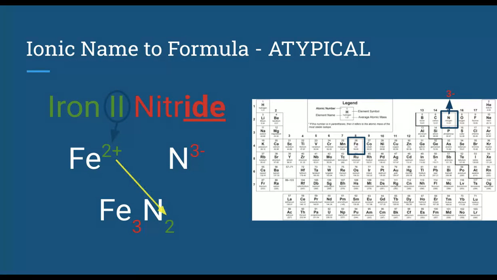And as usual, I'm going to take my cation's charge and drop it down to the subscript for my anion. And I'm going to take my anion charge and drop it down as the subscript for my cation. So they are going to crisscross to create that formula.